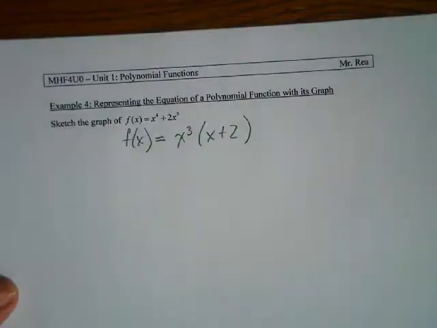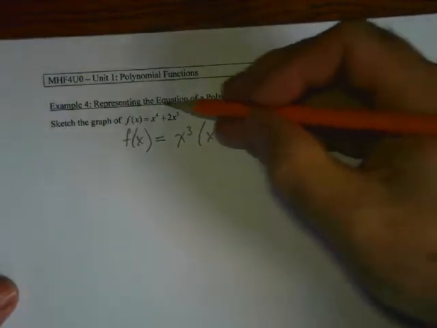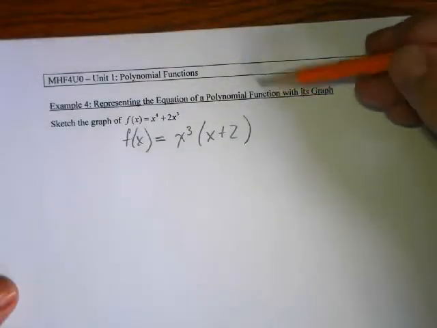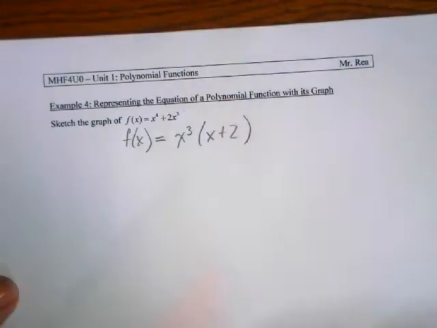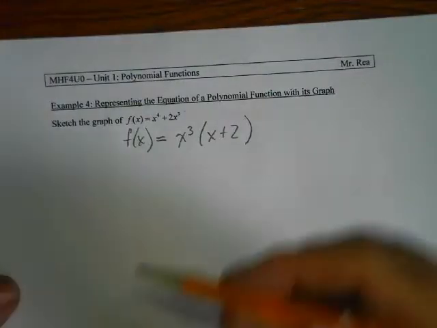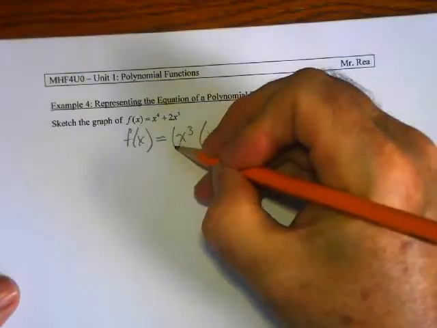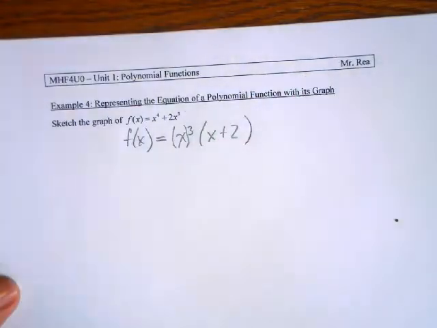Okay, so we've got both versions of this polynomial function in standard form and factored form. I'm actually going to put brackets around this x. You're going to see why in a second.